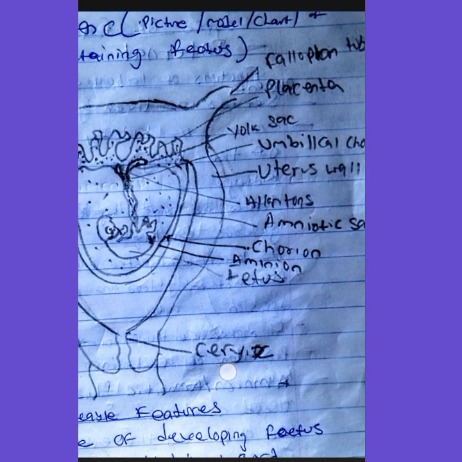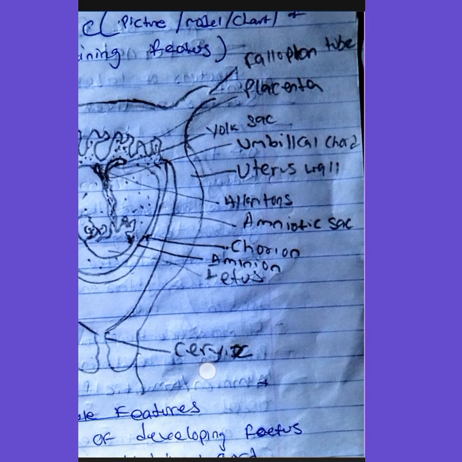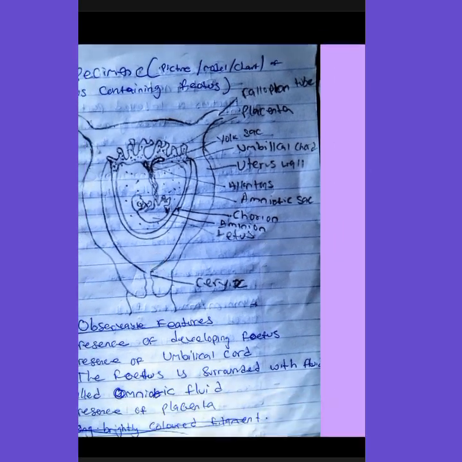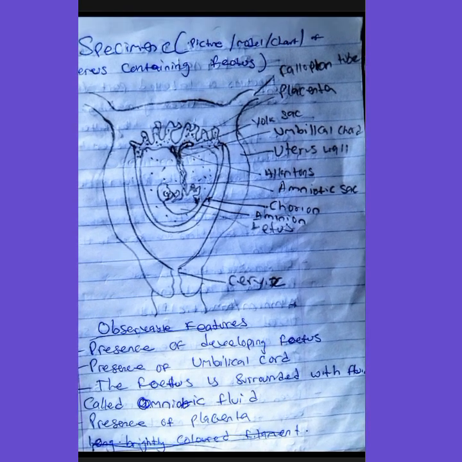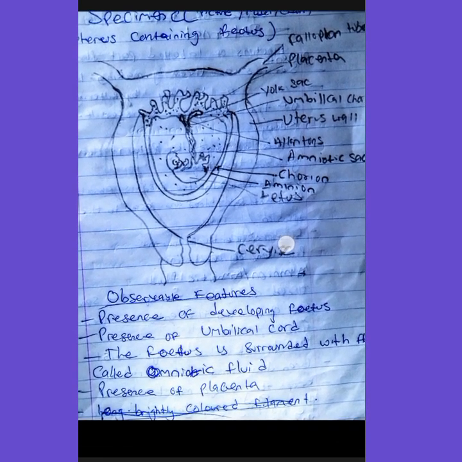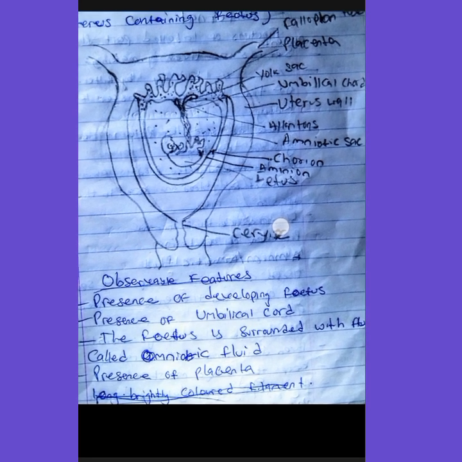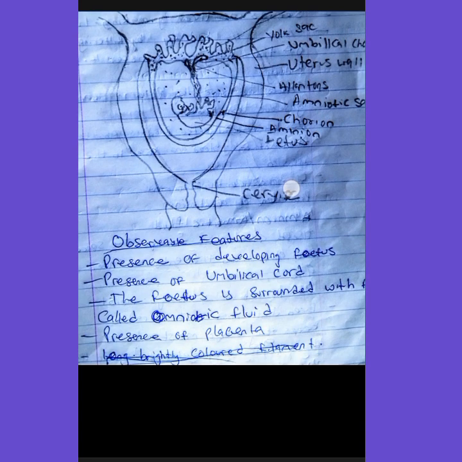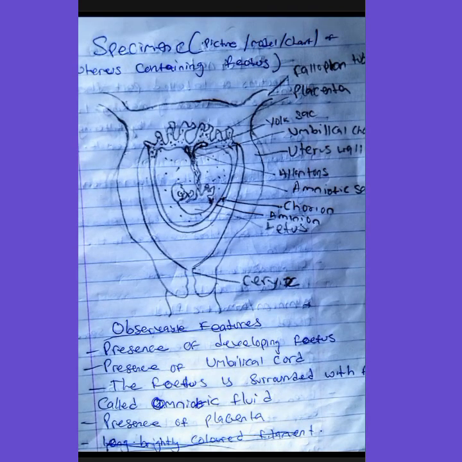So we have the amniotic sac, which contains amniotic fluid. Let's move to features. The experience of a developing fetus: this is the baby, and this is the umbilical cord. The fetus is surrounded with a fluid called amniotic fluid. There is also the presence of the placenta.